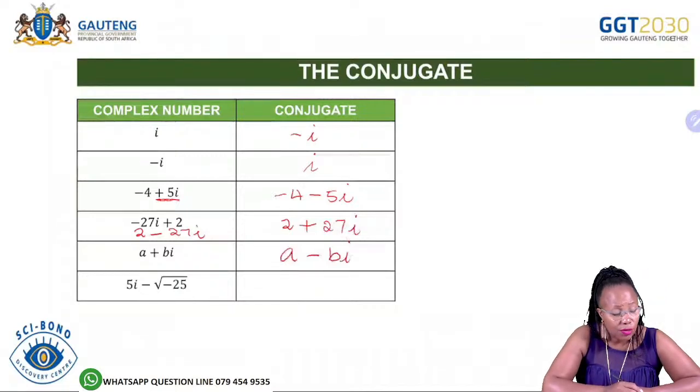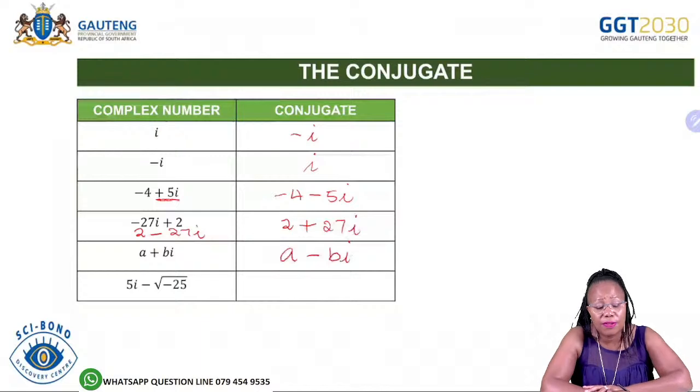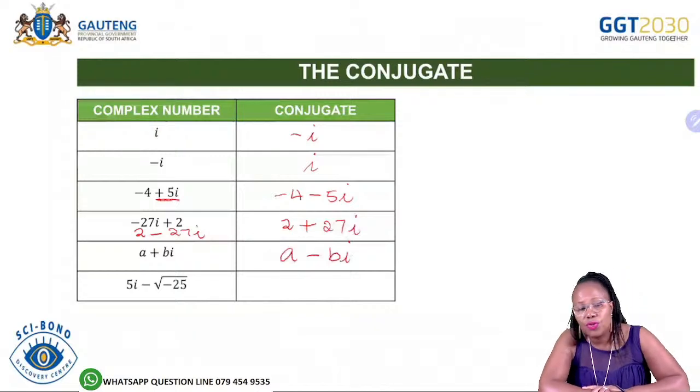Now look at the last one, grade 12. Look at the last one, which is 5i minus the square root of minus 25, grade 12. Can you do that for me? Try that one on your own for 2 minutes.